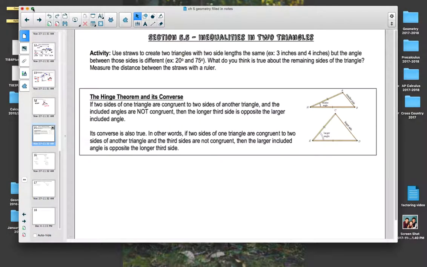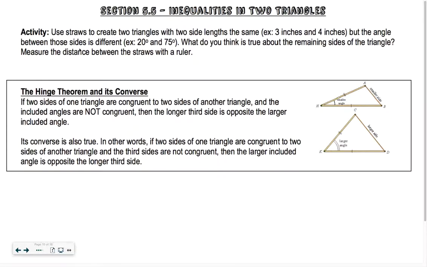Section 5.5 is on inequalities in two triangles. So this is the hinge theorem that I just talked about. If you have two sides that are the same, so this marking and this marking, and then this marking and this marking, you can imagine those two sides are like sticks or straws on a hinge. When you open them up, the side across from them is bigger if the angle across from it is bigger. So if this angle is the smallest angle, this is the smaller side. If this is the bigger angle, this is the bigger side. Okay, so we're imagining it on a hinge.